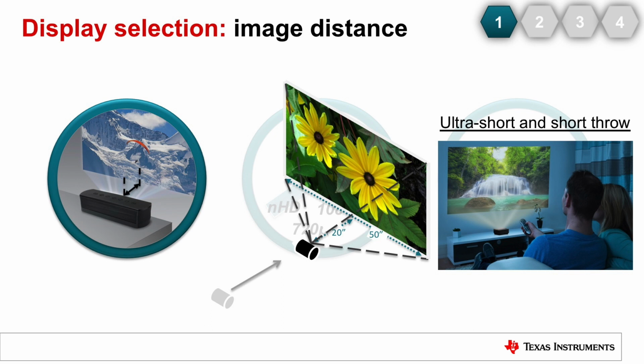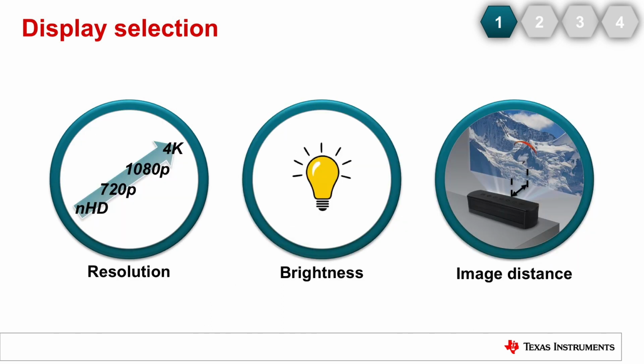So that is it. Now we have finally been able to see 3 considerations that you want to think through. The first one is image distance, the second one is brightness, and the third one is resolution. Now let's take this learning to a real world example.